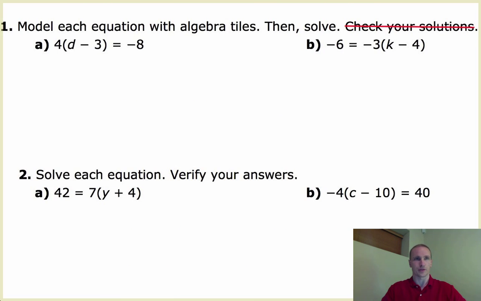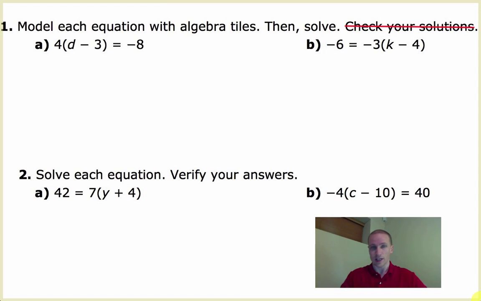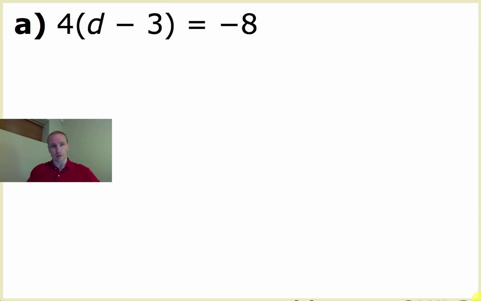So let's take a look at that first example where we're going to be just doing the modeling of each equation with algebra tiles and then solving. We will talk about how to do a check, but we won't write that out formally. So there's not a lot of room to do that here. Taking a look at that first equation, what's different here from the ones we've seen in the previous two sections is that we've got some brackets. So we've got an operation in brackets, a subtraction, and then we've got 4 times all of that.